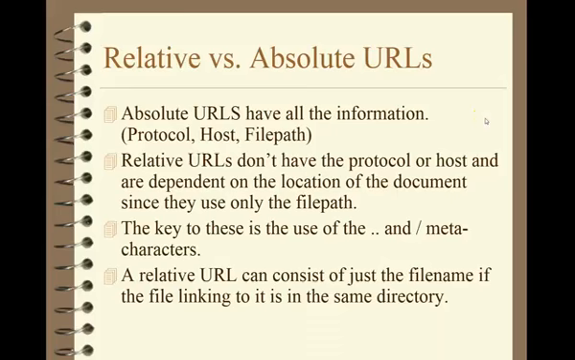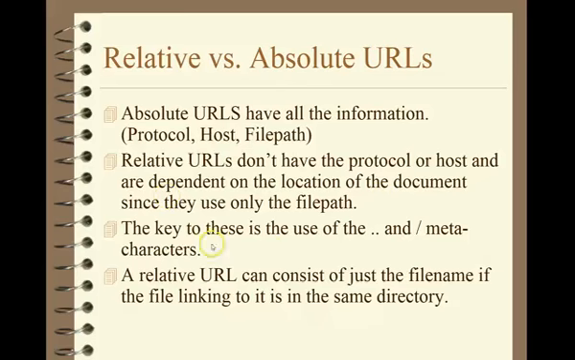As I mentioned, not all the parts of the URL are required, and we can make a distinction between absolute and relative URLs. Absolute URLs have all the information: the protocol, the server or host, the file path. Maybe they have the target too. A relative URL doesn't have all this information, and it's going to be dependent on the location of the document that it's located in, because it's going to use the local file path.